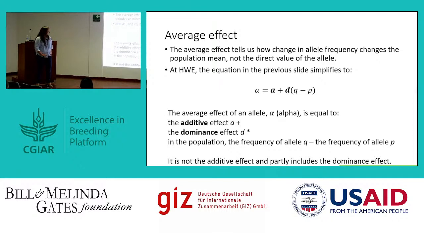That's okay. And also, I just want you to know that the equation in the previous slide does simplify really nicely. The average effect of the allele is going to be equal to the additive effect plus the dominance effect times the difference in those allele frequencies.